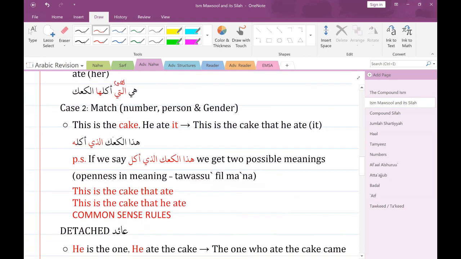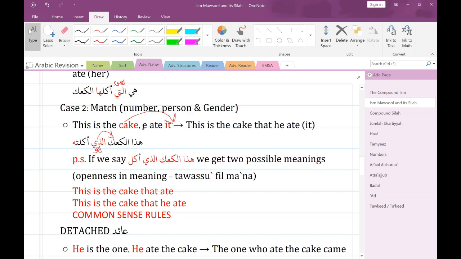Okay. So for example, that's an example of a match. This is the cake. He ate it. So this is the cake that he ate. So we're talking about the same thing. We're talking about the cake and "it". هو. They're both هو. So they're matching. هذا الكعك الذي. So الذي goes back to الكعك, which is هو, and there's an inside pronoun which is هو inside there, and then أكل, another هو. Maybe to make it easy, let's make it a she.